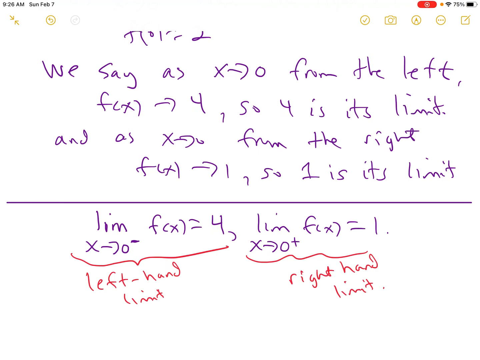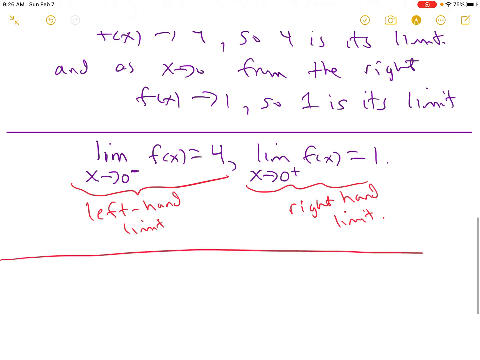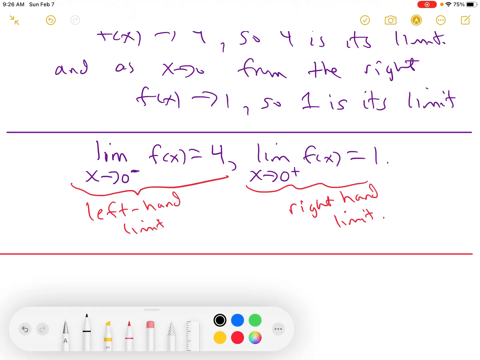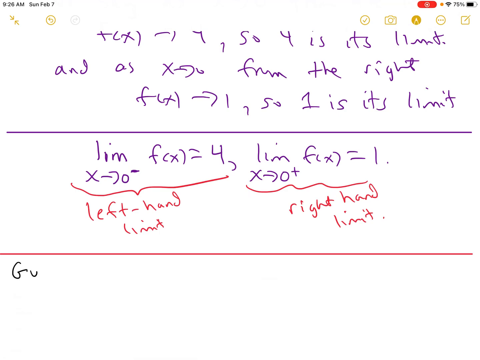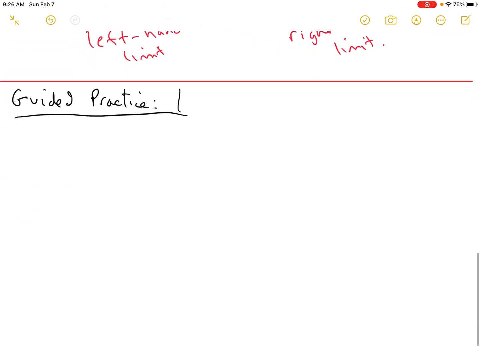Now, I want you to do a guided practice problem and sketch this graph. Turn off the video so you can do this, and then turn it back on and I'll have answers for you. So here's a guided practice.